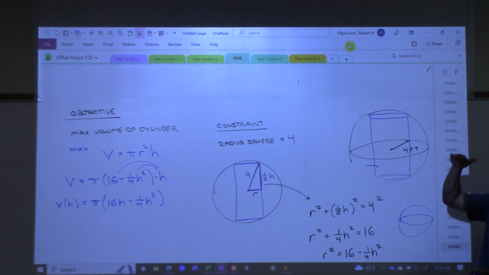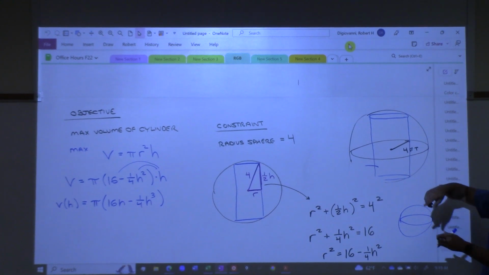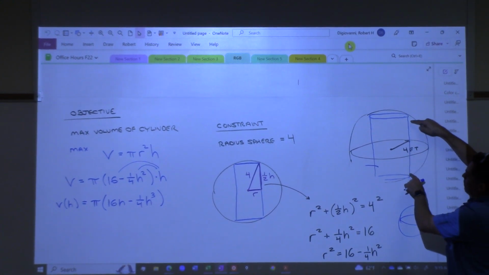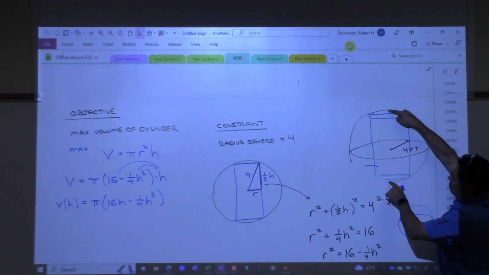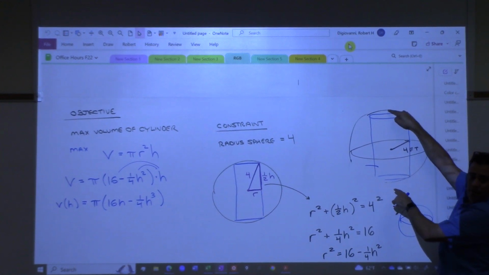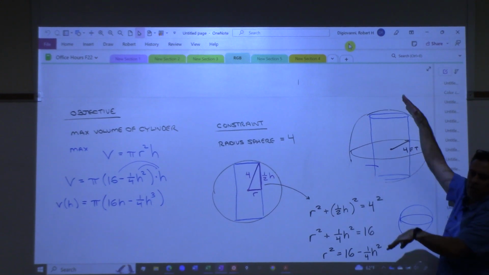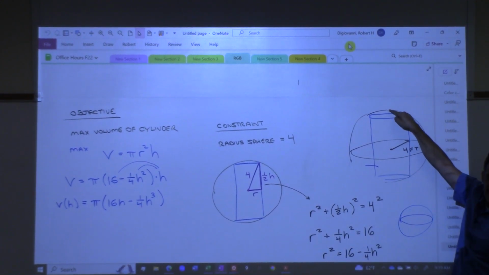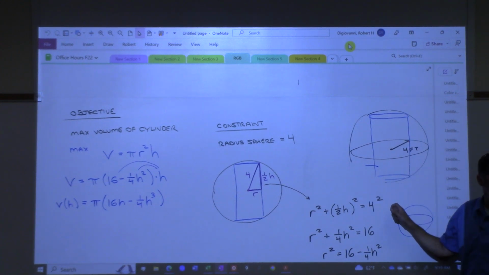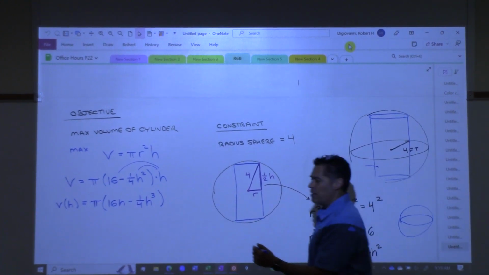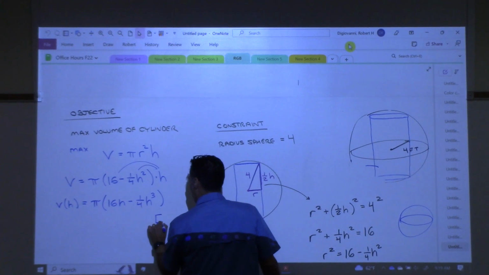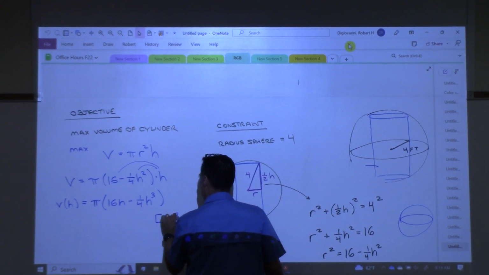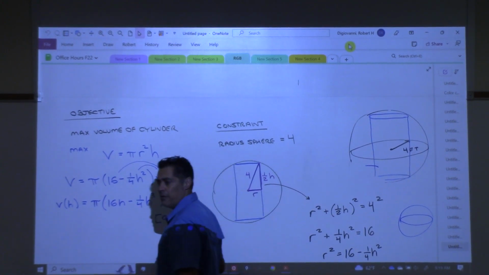What would the biggest h could be? What's the biggest value it could be? The height could be all the way from the North Pole to the South Pole, couldn't it? Past that, you're punching through the sphere. So what's the distance from the North Pole to the South Pole? 8, right? Doubling the radius. So we can look at this on a closed interval from 0 to 8, right? From 0 to 8.